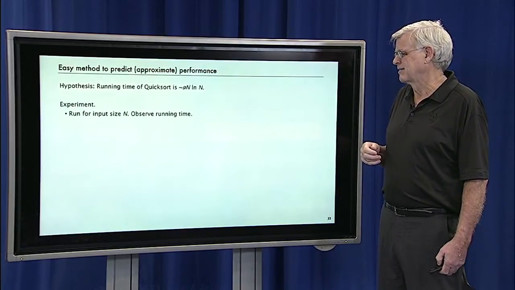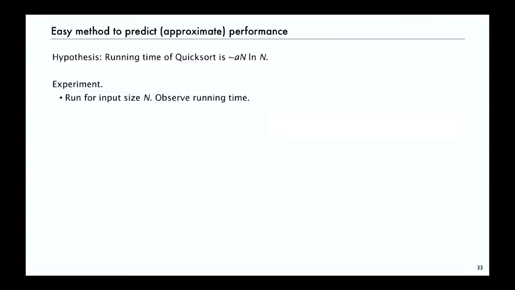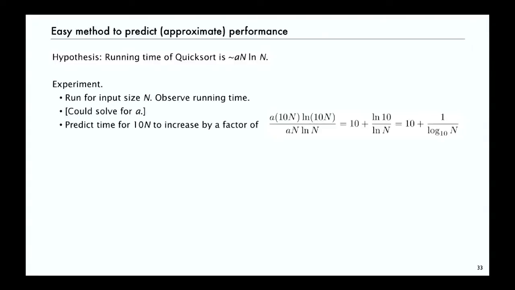So if that's our hypothesis, what we're going to do is run the experiment for some input size N, some big N, and maybe run it a bunch of times to get a good average on the running time. If we wanted to, that's enough information to solve for A. Whatever our time is for whatever N is, then A is the only unknown, and we could go ahead and compute A. But actually, we usually don't need to even do that. We can just predict the time for some constant times N just by doing the math.